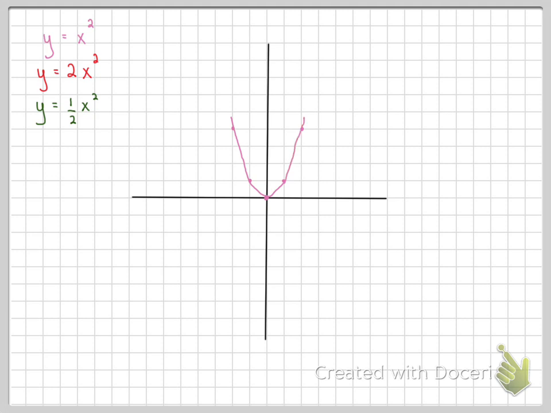Okay? And regardless of what the value is in front of your x squared, drawing the parent graph first is definitely the way to go when you want to graph easily using the rules that I'm going to teach you. Okay, now from this parent graph, we are going to graph 2x squared.